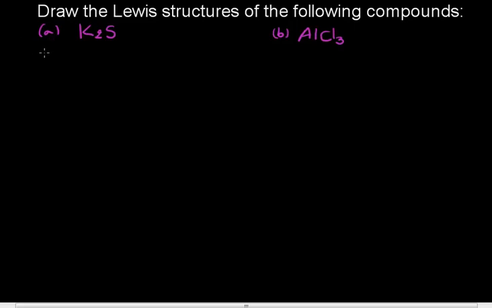Alright, here is a short video to explain how to draw Lewis structures of two ionic compounds, K2S, potassium sulfide, and AlCl3, aluminum trichloride. Let's start with K2S.